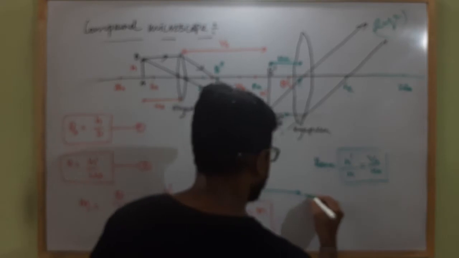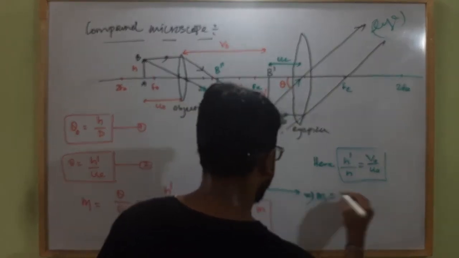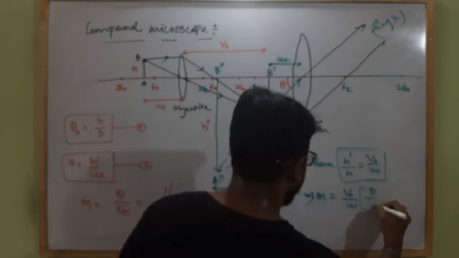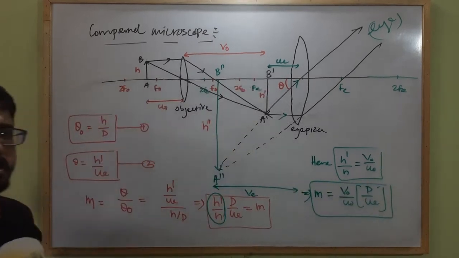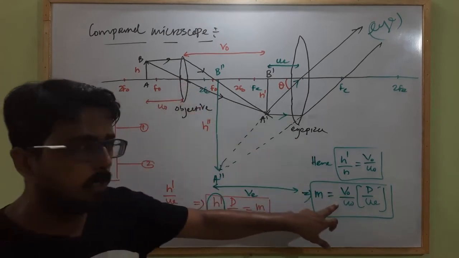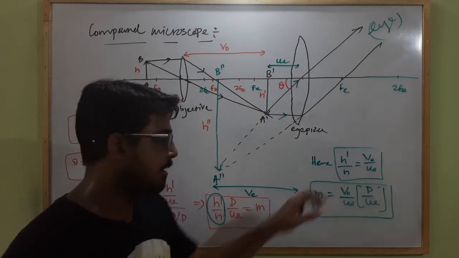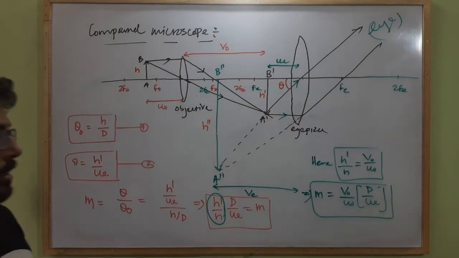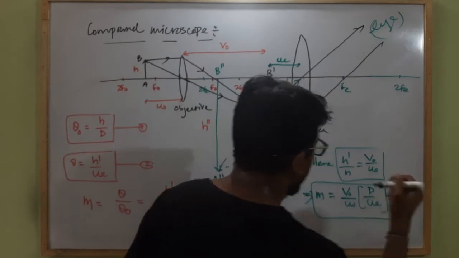So this implies we can write the magnification of the compound microscope will be V naught by U naught into D by UE. This will be the required magnification for a compound microscope. What is V naught? The image distance for the objective. What is U naught? The object distance for the objective. What is D? Least distance of distinct vision. What is UE? The object distance for the eyepiece. Clear? So in general, this is how magnification can be obtained by a compound microscope.